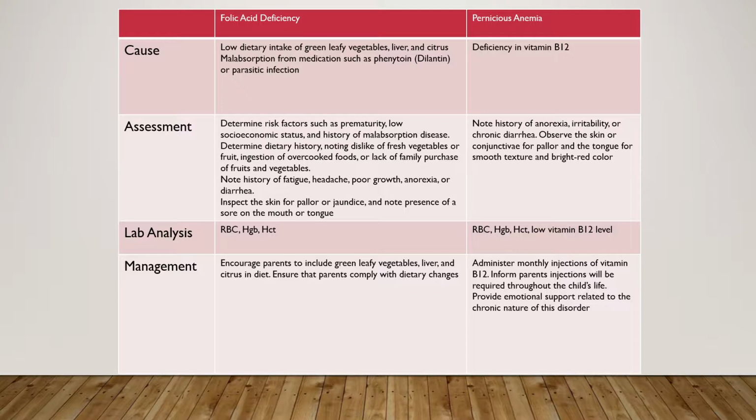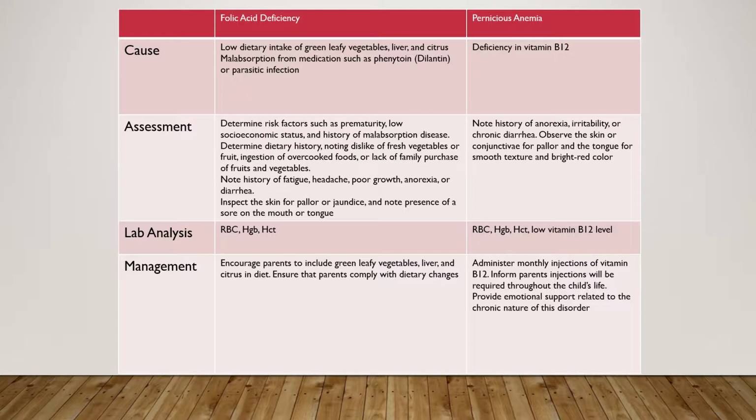Pernicious anemia, a little different there. And here's the big thing too, they call it a beefy red tongue. Smooth texture and bright red color. That's specific to pernicious anemia or vitamin B12 deficiency. And your labs are similar, except that you're going to have a low vitamin B12 level with pernicious anemia.